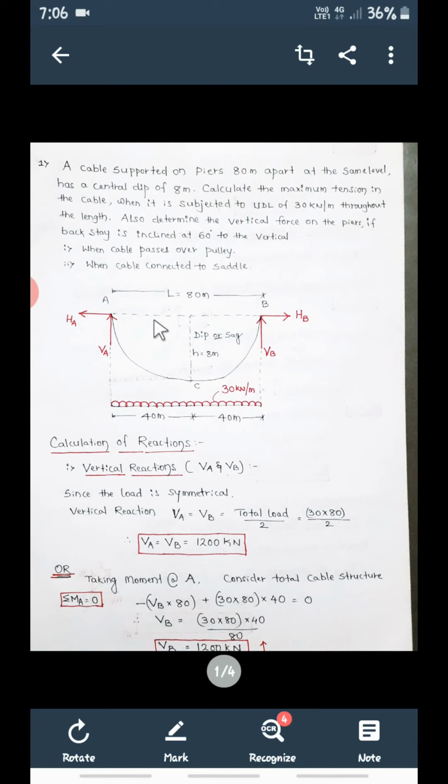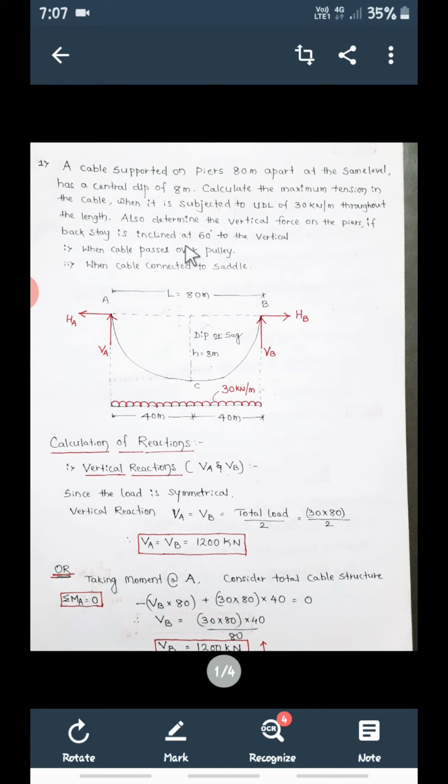Okay, so let us draw the sketch as per the given problem. A cable supported on piers 80 meter apart means there are two supports, that is A and B. These are the two end supports. Between these two the cable is suspended. So these two supports are 80 meter apart, which means the span of the cable is 80 meter.